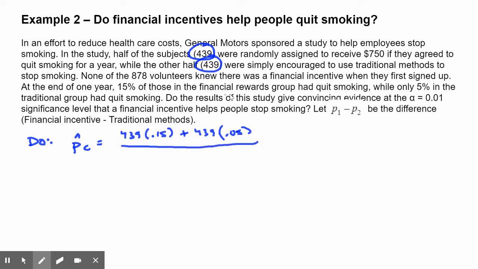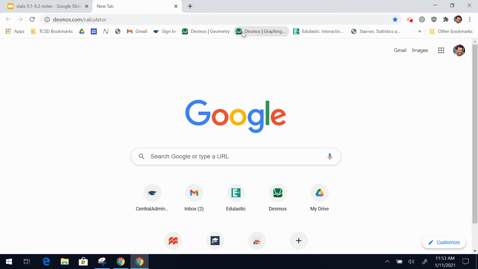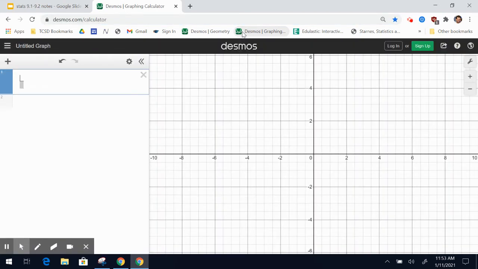Most of the time they'll have the numbers, right? So if it said 439 were put in that group and say 70 quit, then 70 would go on top, not this. All right, so be aware that this is just to get your number of successes. And that's going to go over the combined sample sizes of 439 plus 439. Okay, so let me do all that at once in Desmos graphing calculator. I'm going to take a picture because I don't want to forget what it looks like. Okay, so we'll come here, Desmos graphing calculator. So fraction, I'm doing 439 times 0.15 plus 439 times 0.05.